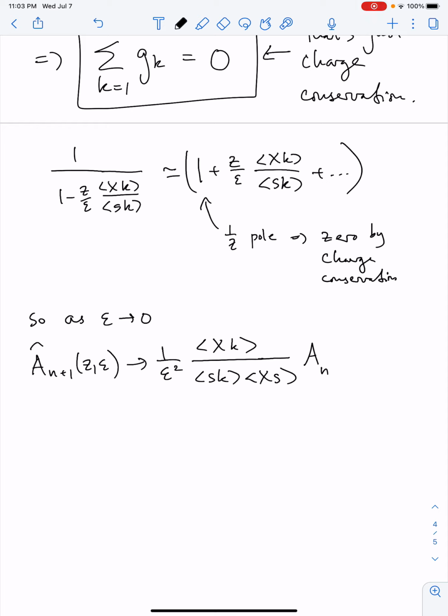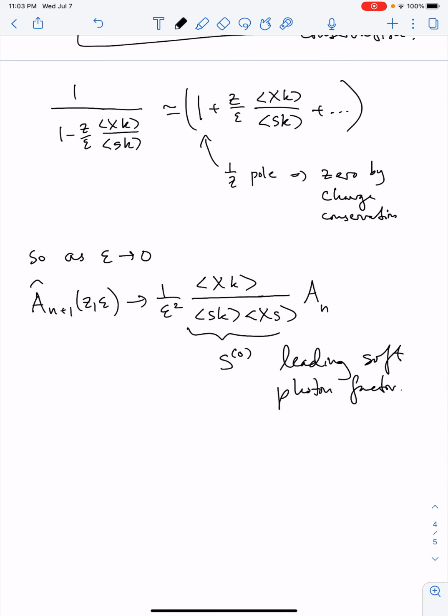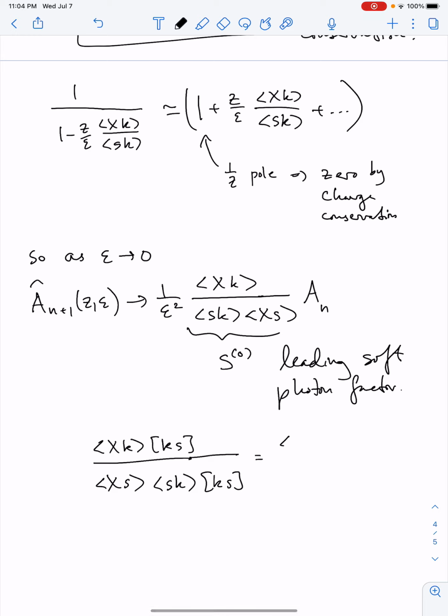Why is this familiar looking? This is familiar looking because this term is exactly the thing that I called S0 when I first told you about the soft photon theorem. This is the leading soft photon factor. In fact, just to remind you of the familiarity, this is x k. If I multiply this soft factor by k s square bracket, I'll get x s times angle s k times k s. And now you see that this becomes x k angle square bracket with s square divided by x s times p k s squared, which I can also write as 2 p s dot k.